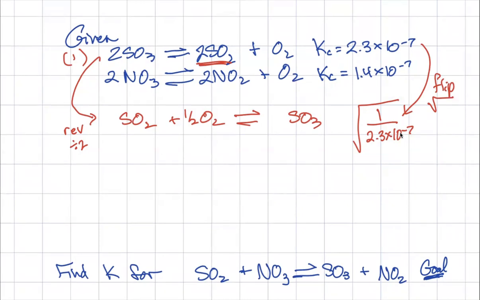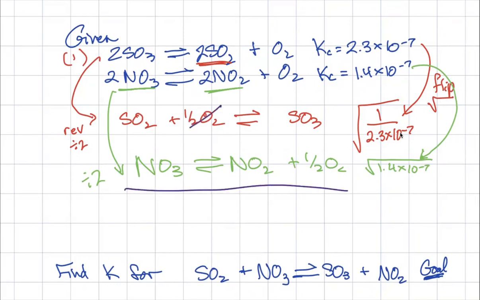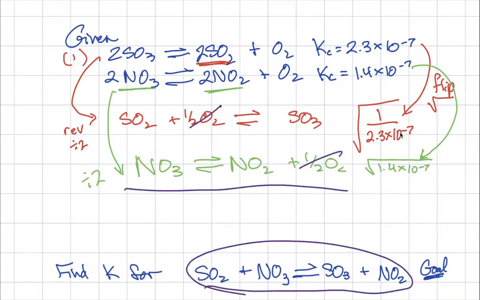For my second reaction, what does it have in common with my goal? These. Correct number? No. Correct side? Yes. So all I have to do for this reaction is divide by 2, but keep them on the same side. So then what I'm going to do for that value is, since I divided the reaction by 2, I'm square rooting. These will combine to give me my overall reaction. So then I'm going to multiply those two K's together.